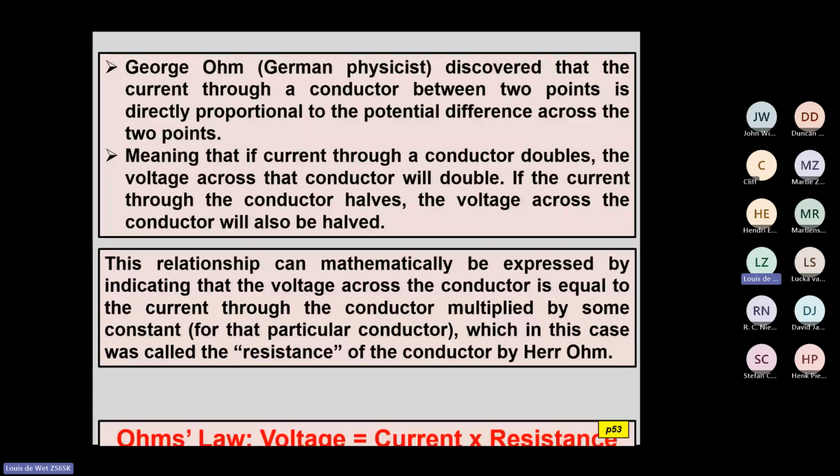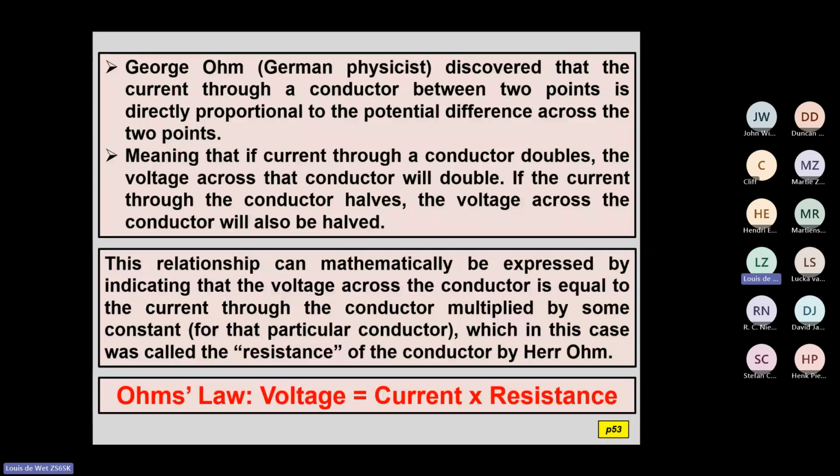Now, Ohm's law is very simple, but it can also be a big pitfall. So it's very simple. Voltage equals current times resistance. And we'll do a couple of examples.